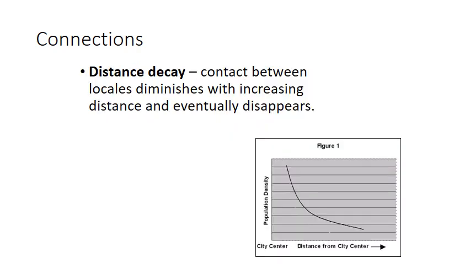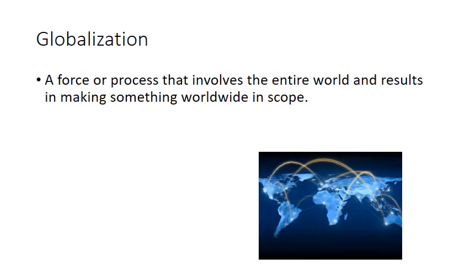Distance decay refers to the idea that the further away you are from a location, the less that location has an influence on you. So in other words, the further away from Virginia Beach, the less I'm influenced by Virginia Beach customs and news. Globalization refers to the idea that something becomes worldwide in scope. This could be cultural or economic or trade.